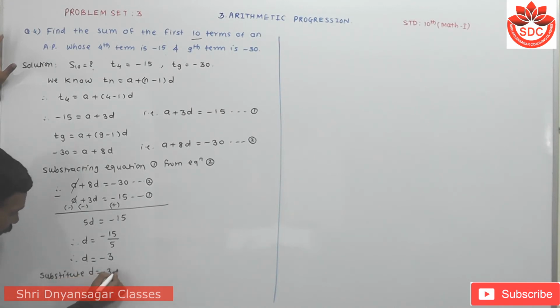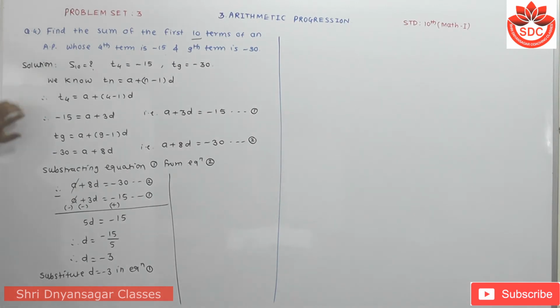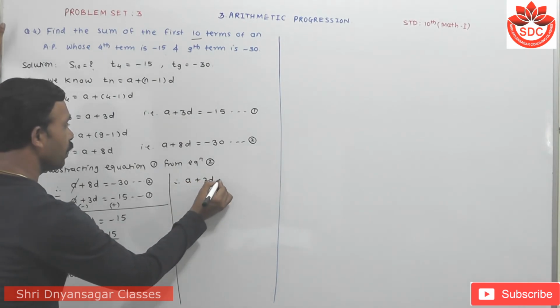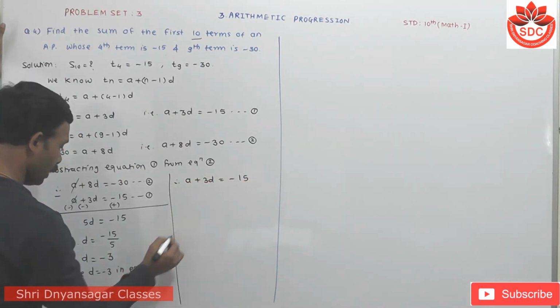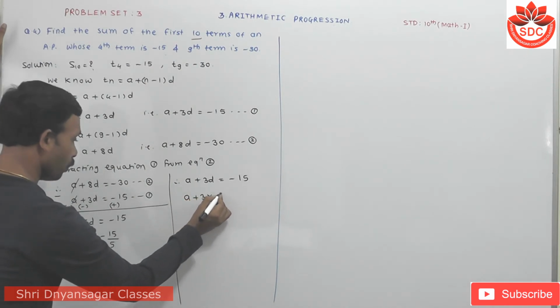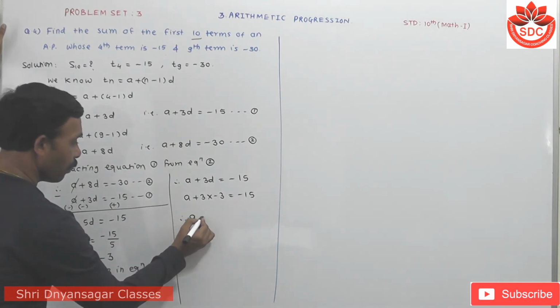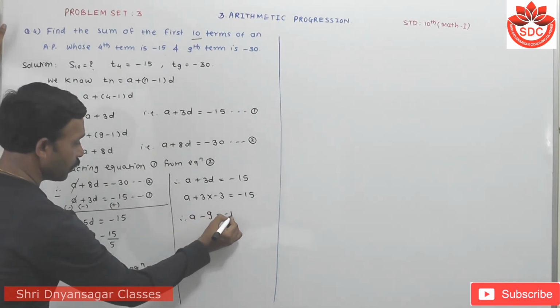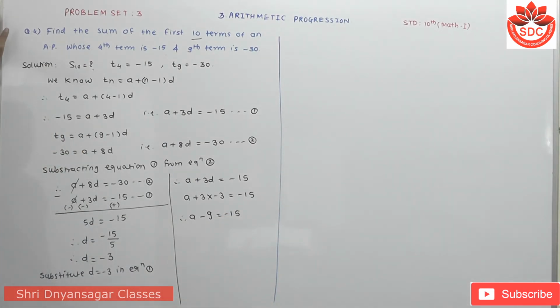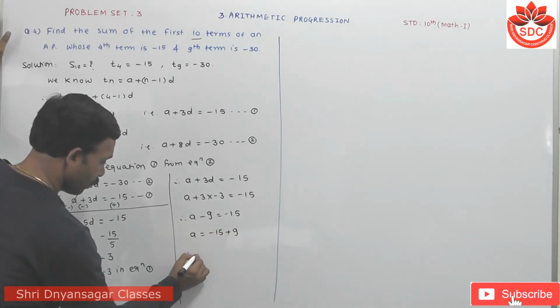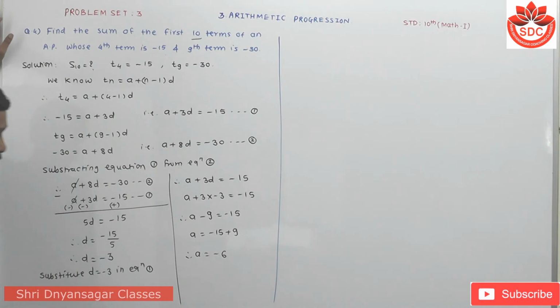D is equal to minus 3 in equation first. I have to take here the equation first, which is a plus 3d is equal to minus 15. Therefore, a plus 3 into minus 3 is equal to minus 15. Therefore, a minus 9 is equal to minus 15. Then 9 transposed here, a is equal to minus 15 plus 9. Therefore, a is equal to minus 6.